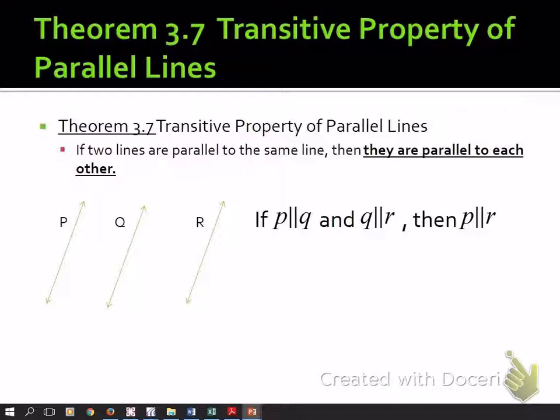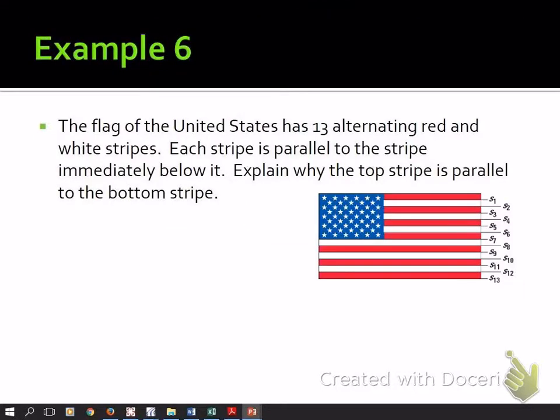Same thing for parallel lines, right? If line P is parallel to line Q, and line Q is parallel to line R, then we can transfer parallelousness. I don't know the word, but we can transfer the idea of the lines being parallel through Q and say that P and R are parallel. And really, it works for as many lines as you want it to work for.